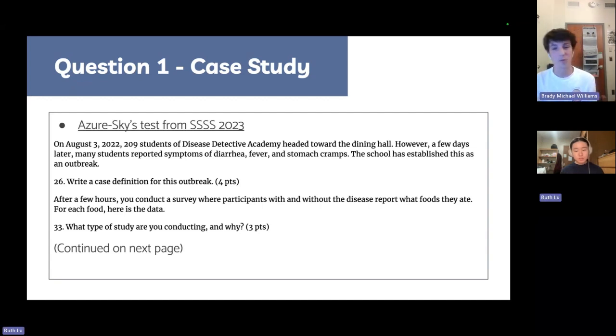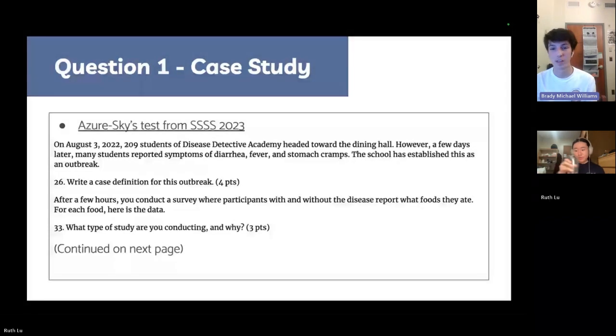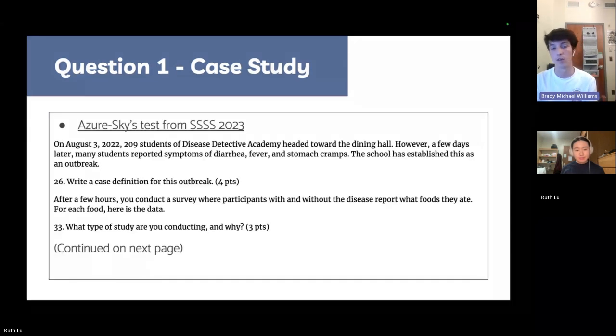All right, so this first one we're going to look at is an example of a case study. We're looking at this outbreak in the Disease Detective Academy. We have two questions here we want you to look at real briefly. The first one is writing a case definition. So remember your person, place, time triad for this, and try to think of some sort of case definition. And then also, what type of study are you conducting? So think of the cohort studies, the case control studies, and the other ones that we talked about.